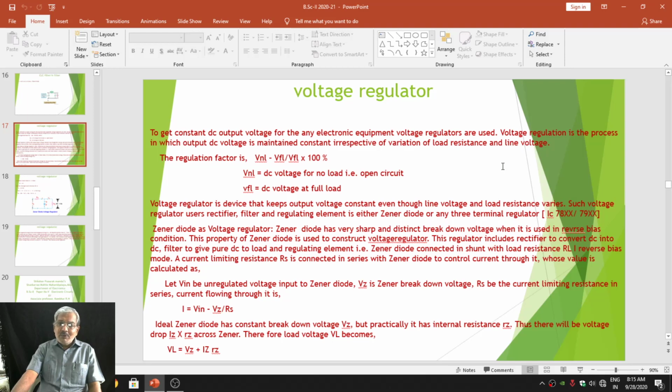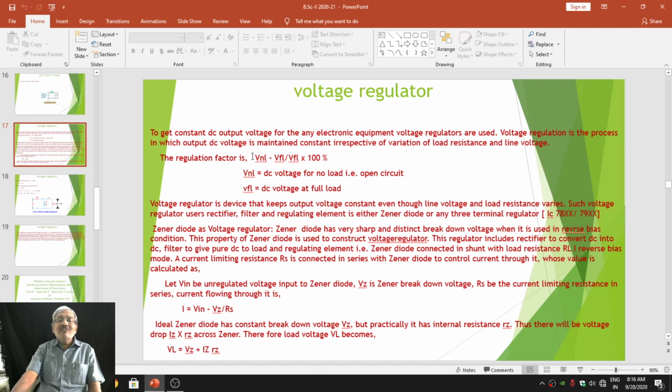Friends, the process of voltage regulation is governed by a regulation factor. The voltage regulation factor is the ratio of V no load minus V full load upon V full load, into 100, that is in percentage. Again I will repeat: the regulation factor is defined as the ratio of VNL minus VFL upon VFL into 100, in percentage.